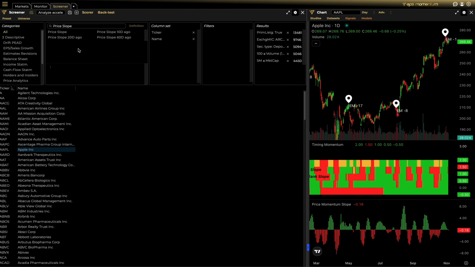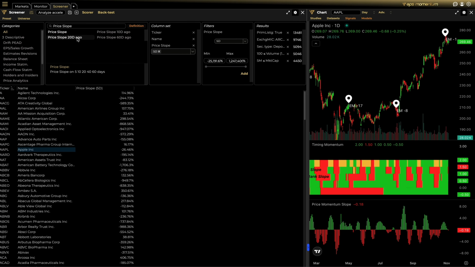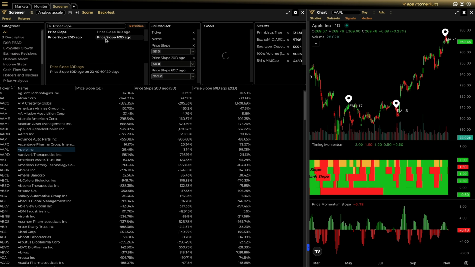Let's explore how to analyze acceleration. There are two main methods to do this. First method, using the price slope. You can choose different time frames for the slope: the current day, 10 days, 20 days, or 60 days. Let's select the 1-day, 20-day, and 60-day slope.